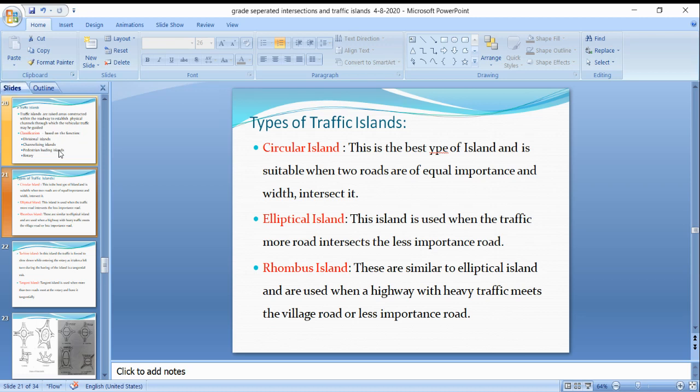The elliptical island is used when more traffic roads intersect the less important roads. So where the connecting or intersecting roads are less important, we will go for the elliptical island. Rhombus islands are similar to elliptical islands and are used when a highway with heavy traffic meets the village roads, which are less important. So where there is heavy traffic, we will provide the rhombus island.